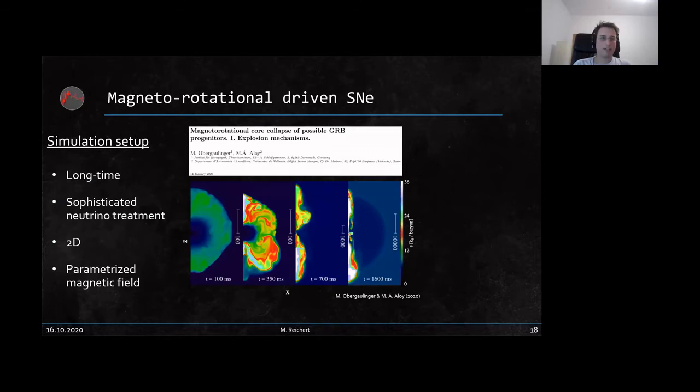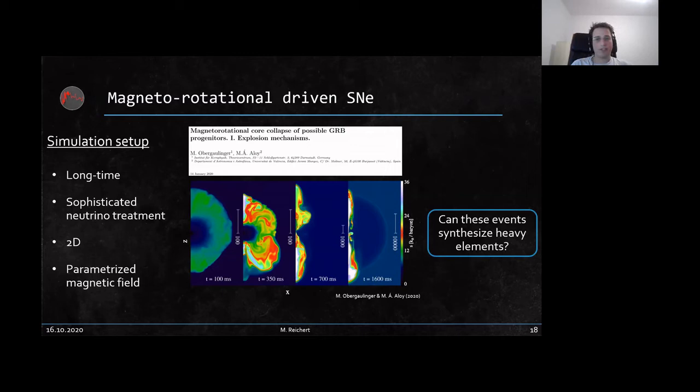For this, I took a simulation performed by Martin Obergaulinger and Miguel Ángel Aloy. It's the first simulation that was run for a long time, on the order of seconds, and it also included a sophisticated neutrino treatment. It was calculated in 2D and had a parameterized magnetic field. However, these simulations are pretty expensive, so it's not possible to calculate the nucleosynthesis within the simulation itself. Therefore my task was to answer the question of whether these events are able to synthesize heavy elements.